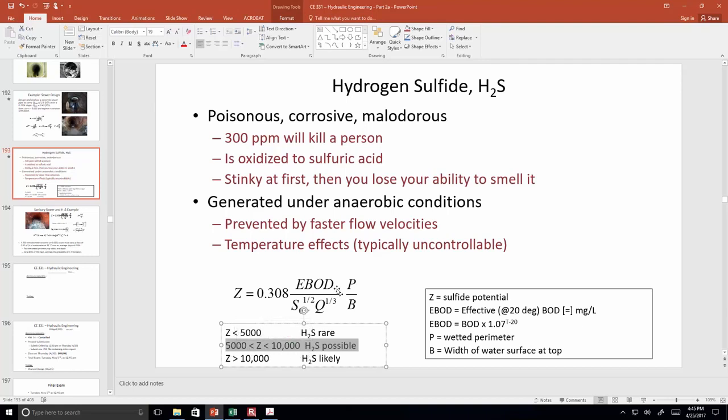So we'd need to be cautious as people were maintaining that section of the sewer, or if possible, rearrange the geometry of the sewer to make it so that the P to B is lower.